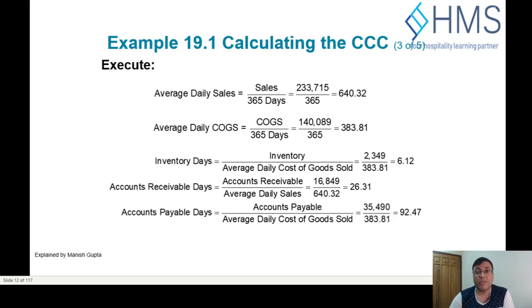So that is called the cash conversion cycle. I hope you learned it. Thank you very much.